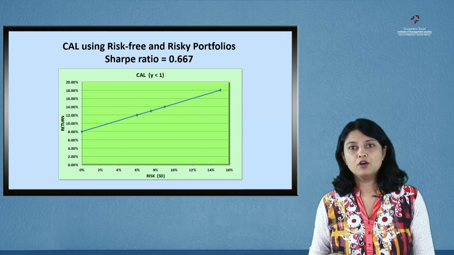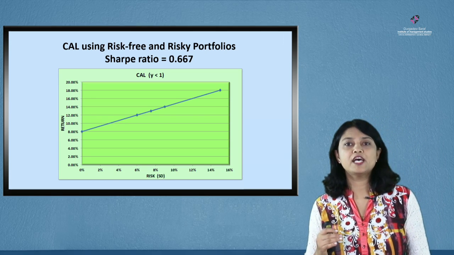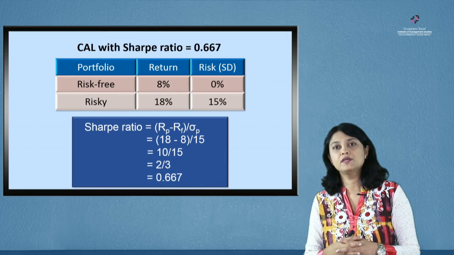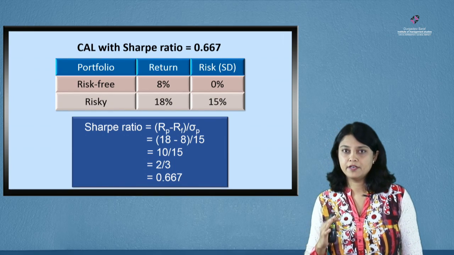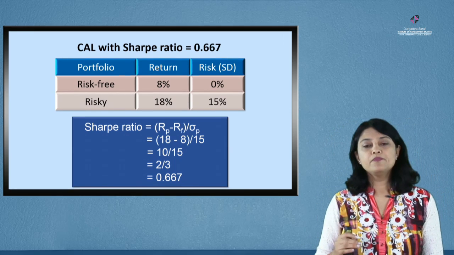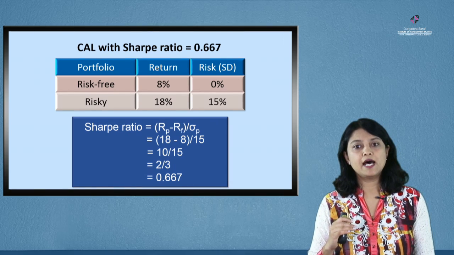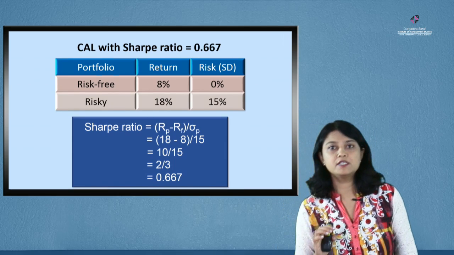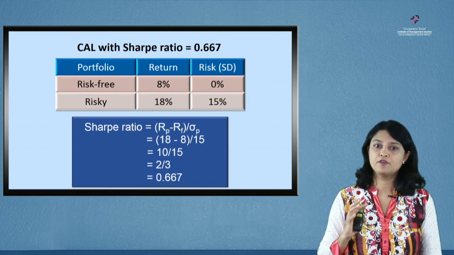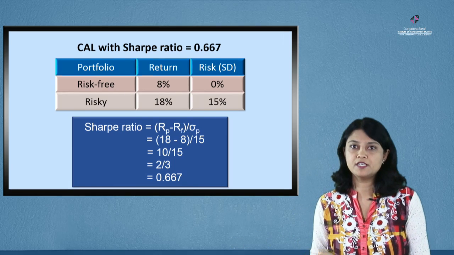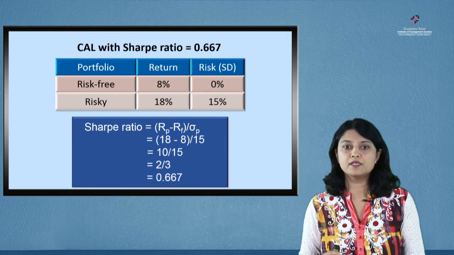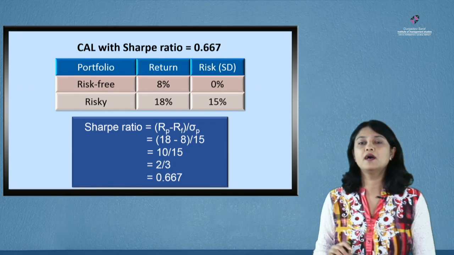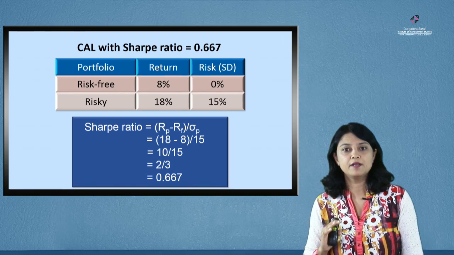So this slope is in fact known as Sharpe ratio, known after William Sharpe. Sharpe ratio is basically the difference of return divided by risk. So the formula for Sharpe ratio is RP minus RF, that is risky portfolio's return minus risk-free portfolio's return, divided by risky portfolio's standard deviation. Risk-free has 0 standard deviation, 0 risk theoretically, so minus 0 doesn't make a difference. So that's how we have this formula for Sharpe ratio, that is RP minus RF divided by sigma P.